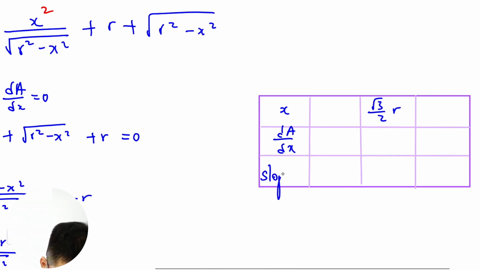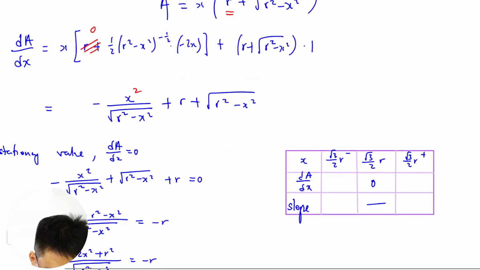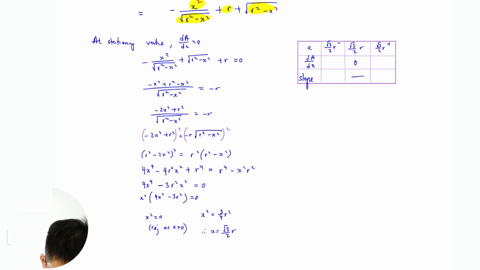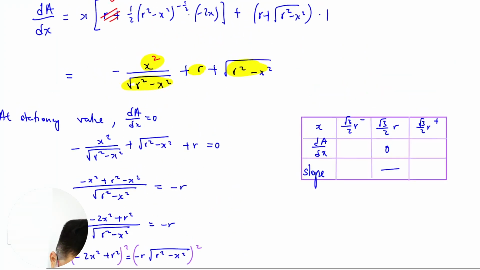Then the slope is here. This is 0, so the slope here is just horizontal. Then you put a value slightly less than root 3 over 2 r and slightly more than root 3 over 2 r. You can see that this is always positive, so it's not really an issue. What is an issue is actually this one here and this one here. Okay, so you just look at dA/dx.